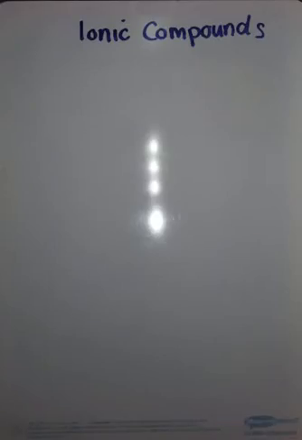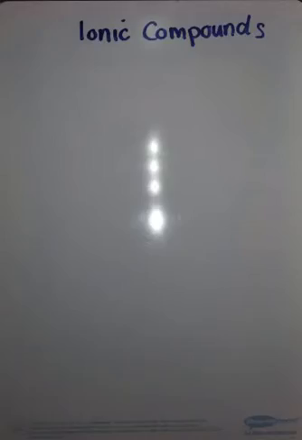Okay, so in the last little video we looked at ions, and the reason we did that is so that we can talk about ionic compounds. We get ionic compounds when we get a positive metal ion and a negative non-metal ion joining together. These are called ionic compounds.